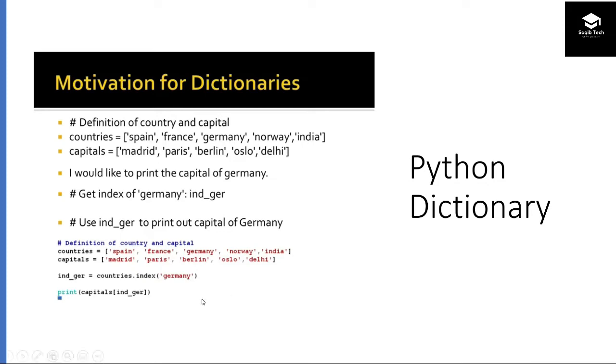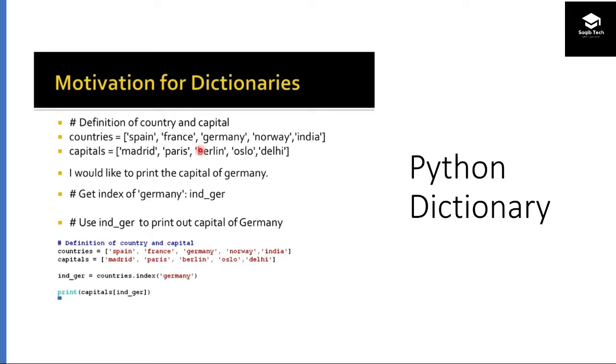But let's look at this example. Here you can see that we are going to store capitals and their countries using lists. I have created a list of countries with different countries, and similarly, on the same index, I have capitals: France has capital Paris, Germany has Berlin, and so on. If I want to print the capital of Germany, I first need to get the index of Germany. The first step is to know the index of Germany, then I need to print that capital.